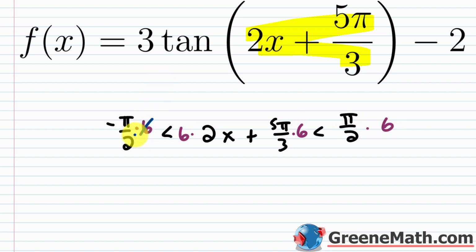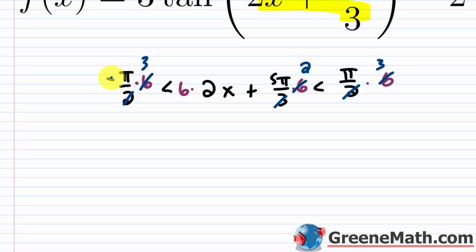And so let's go through and say that this would be a 3 here. And then this right here would be a 2 here. And this right here would be a 3 here. So sliding down, you're going to have negative pi times 3, that's negative 3 pi. This is less than 6 times 2x is 12x. And then plus 2 times 5 pi is 10 pi, which is less than 3 times pi is 3 pi.